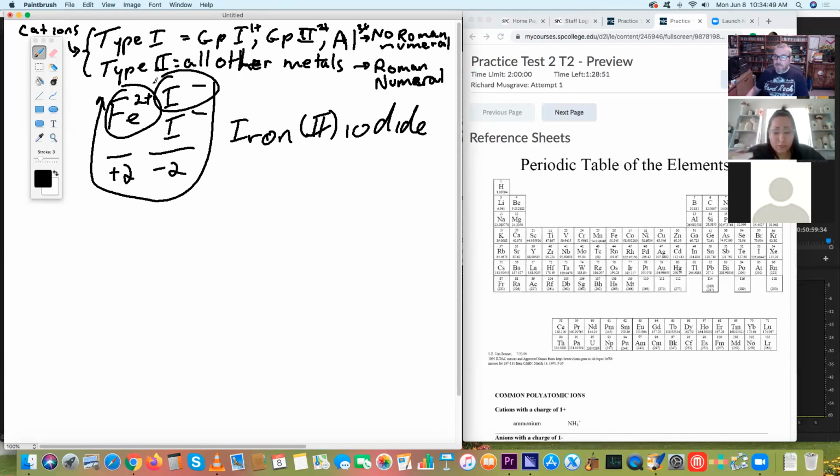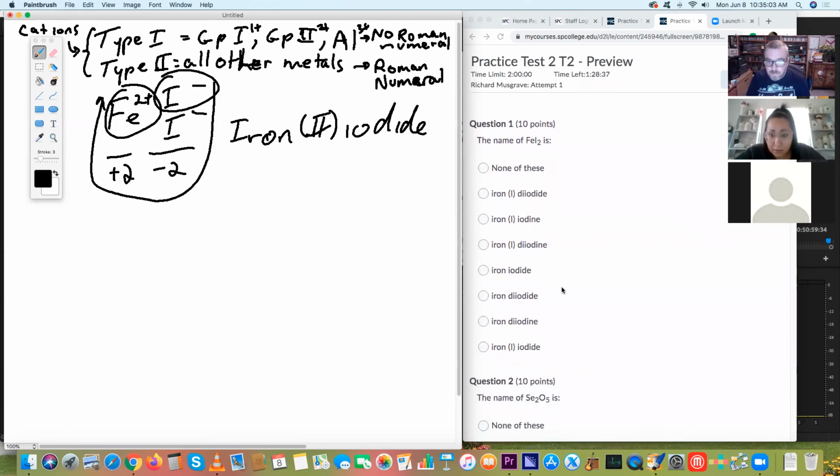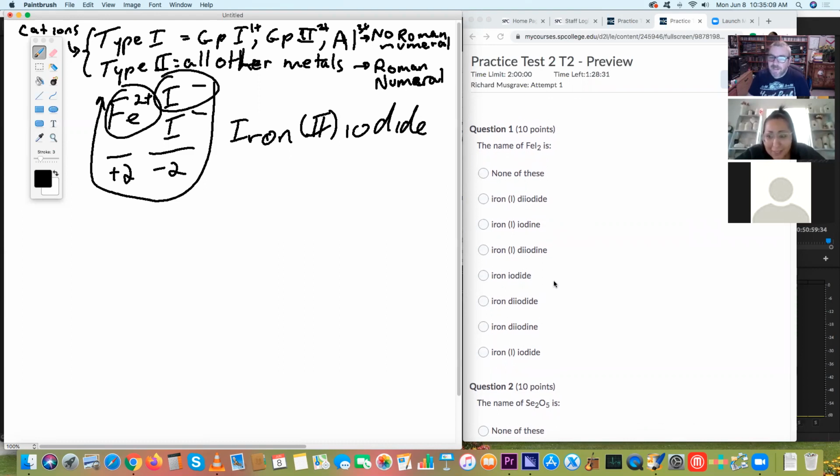This tip up here makes a lot of sense because you know, okay, type 2, all other metals, your answer is going to have a Roman numeral. So if we look at the answers, that means it would be iron. You don't have it. Oh, yeah, you don't have it. It's none of these. None of these. My favorite answer.